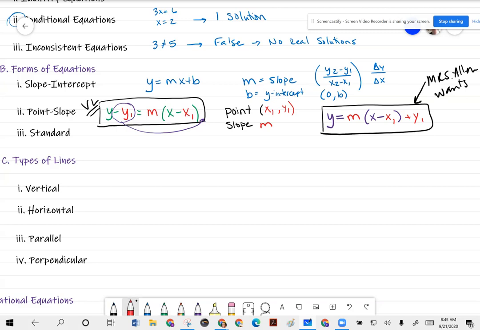Okay, and then we've got standard form. So standard form is ax plus by equals c. And the idea behind that is finding the intercept. So what's good about this is that you have the x-intercept. As long as it's in this form, we know that the y value would be 0.